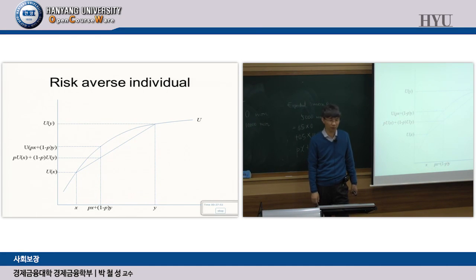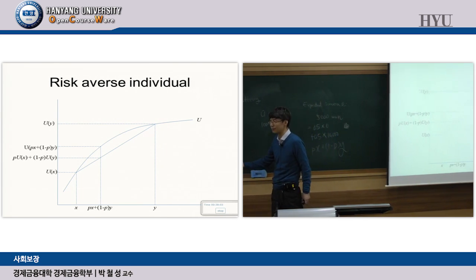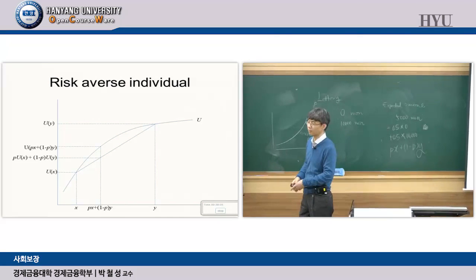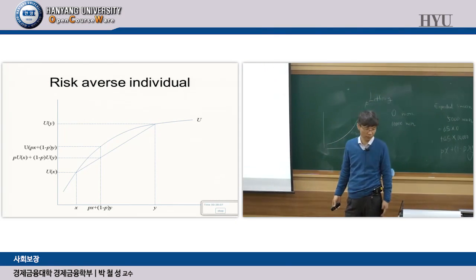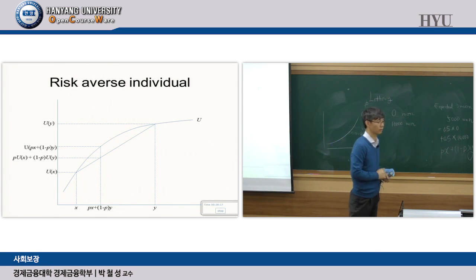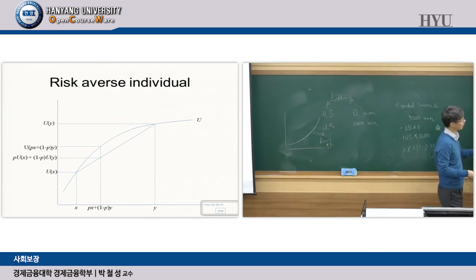When you think of insurance, individuals must be risk-averse, if you think about it. If everyone is risk-loving, why would you buy insurance? Okay? So when we have insurance, it basically means that people are risk-averse. Okay, but there is obviously a different degree of risk-averseness. Some people are very risk-averse, some people are less risk-averse.